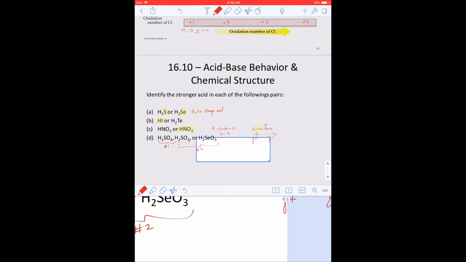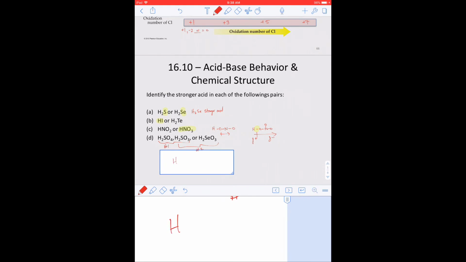So between sulfuric acid and sulfurous acid, we've got to think about which one has more oxygens. The one with more oxygens is more electronegative. It pulls electron density away and becomes a stronger acid. Also, we know that sulfuric acid is listed as a strong acid, and the first step is a complete dissociation step. So that means between the two, H2SO4 is a stronger acid than H2SO3.